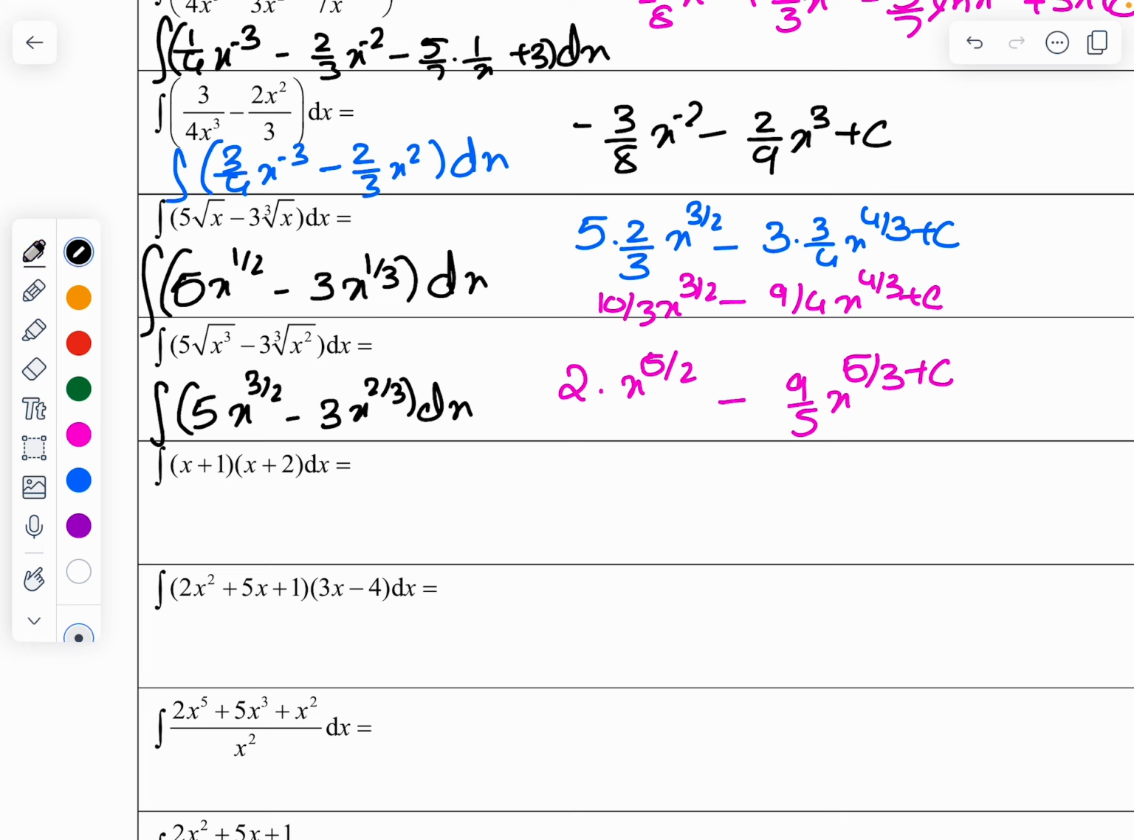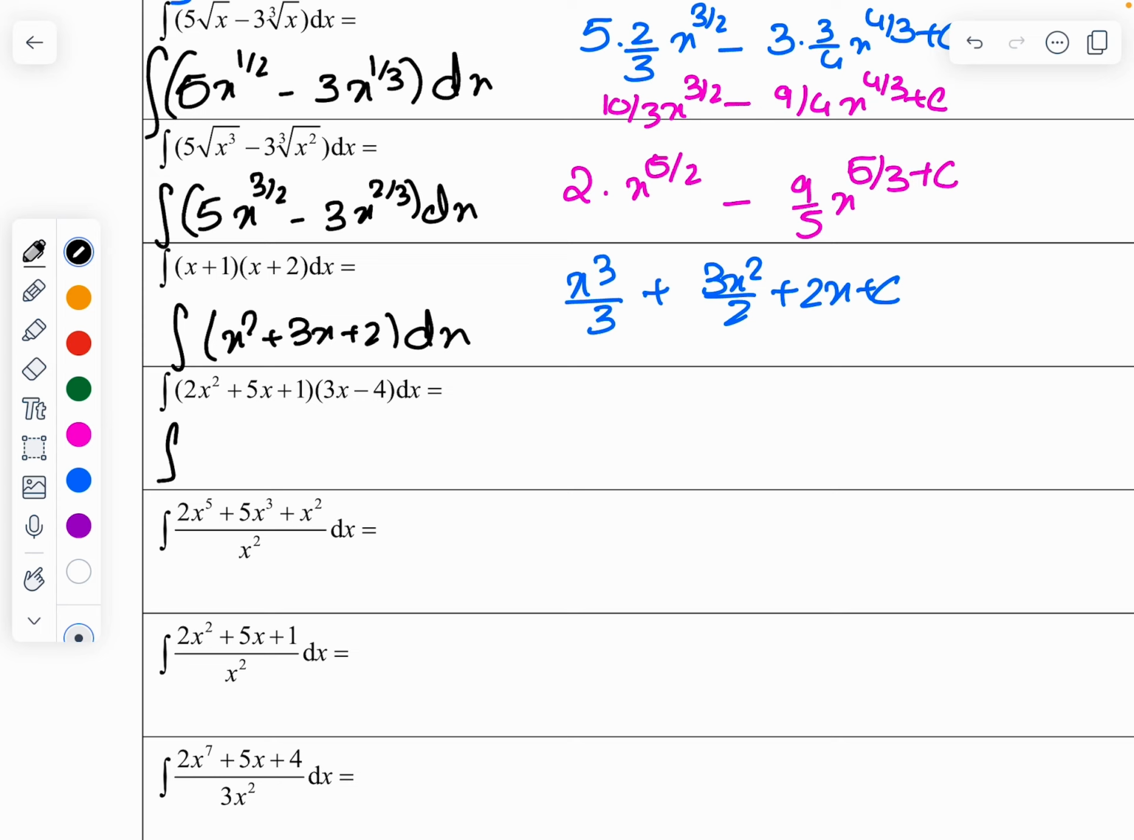So first expand this. It becomes upon expansion x square plus 3x plus 2 dx. So answer is going to be x cube upon 3 plus 3x square upon 2 plus 2x plus c.